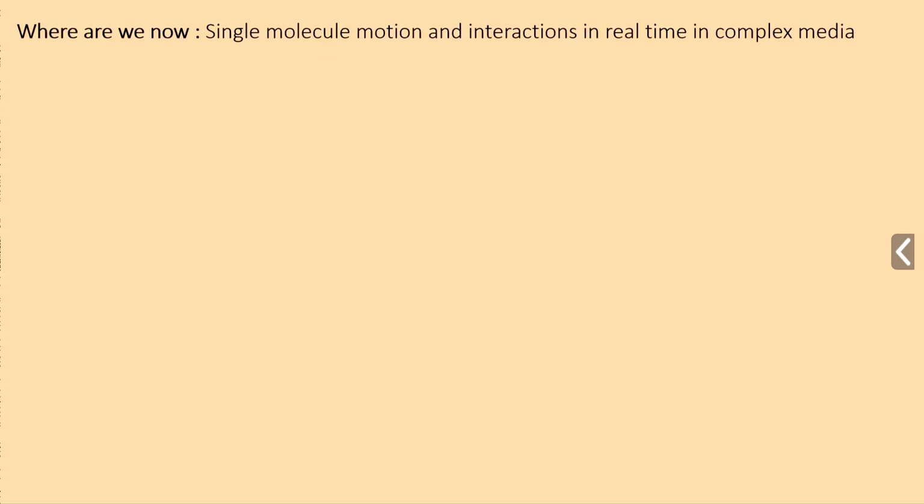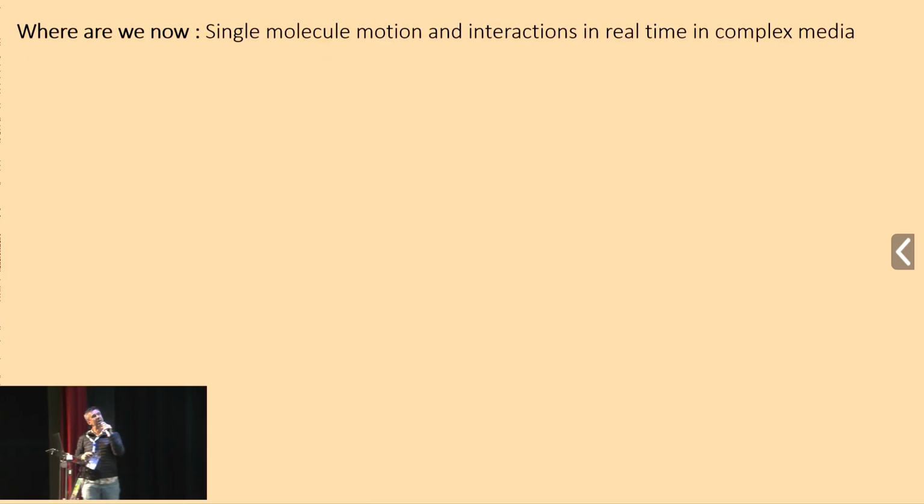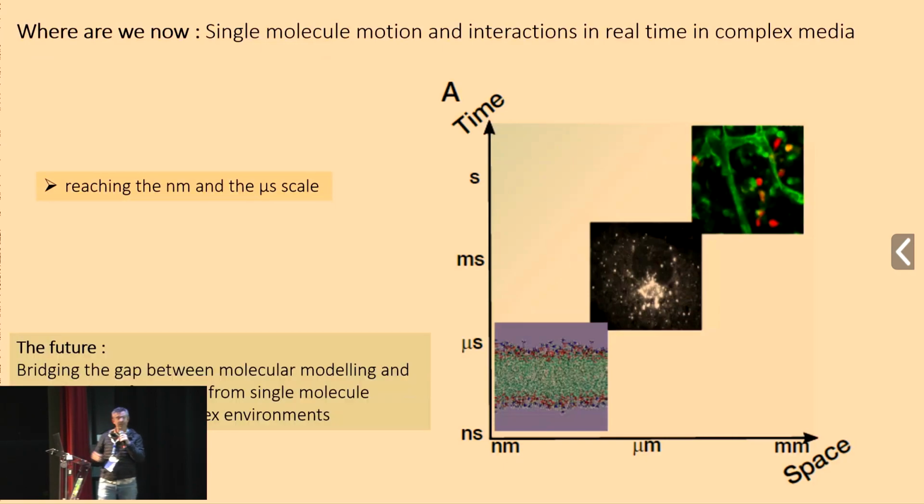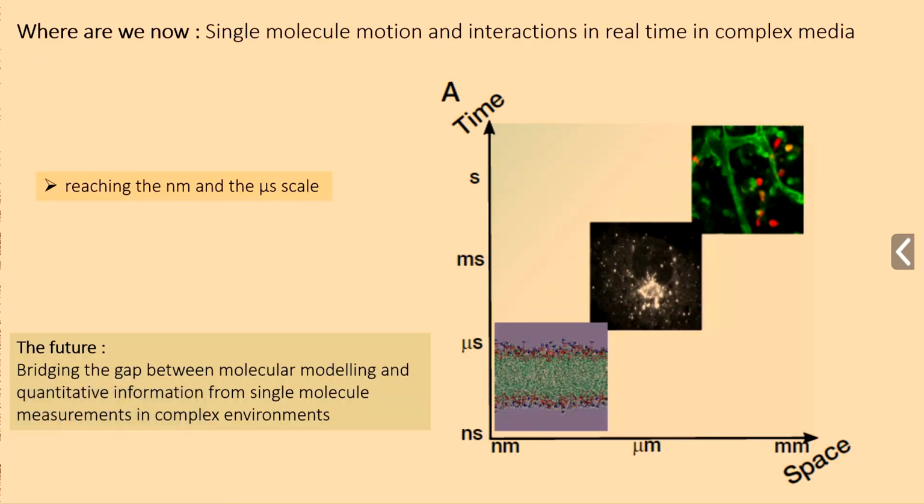So where are we now? We are at the following point. We can look at single molecule motion and interaction in real time in complex media. We are close to reaching the nanometer and the microsecond scale, which is somewhere around here. So we are close to something that is the molecular modeling of what we are looking at. To my belief, the future will be to bridge the gap between the molecular modeling and the quantitative information from single molecule measurements in complex environments.